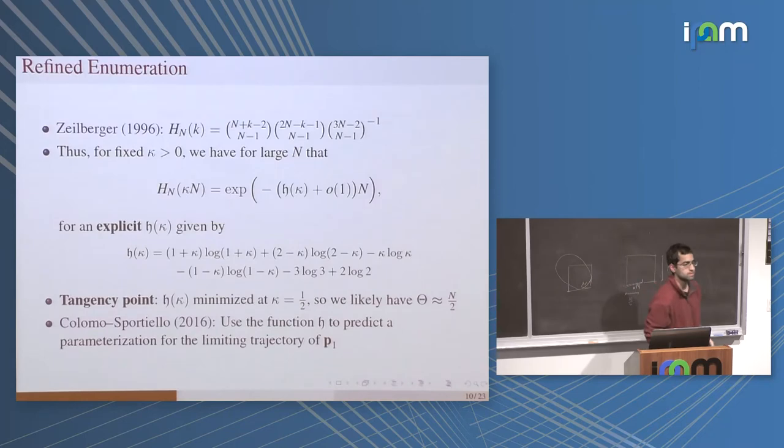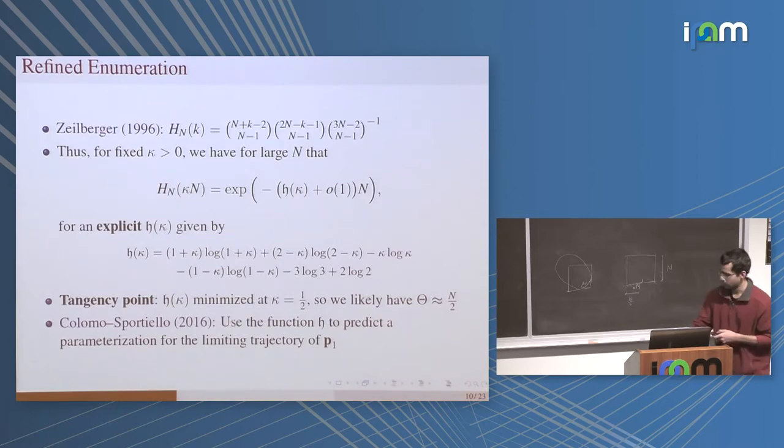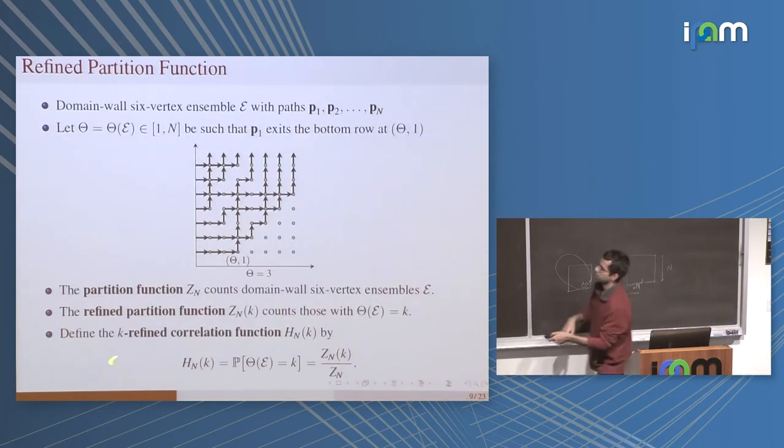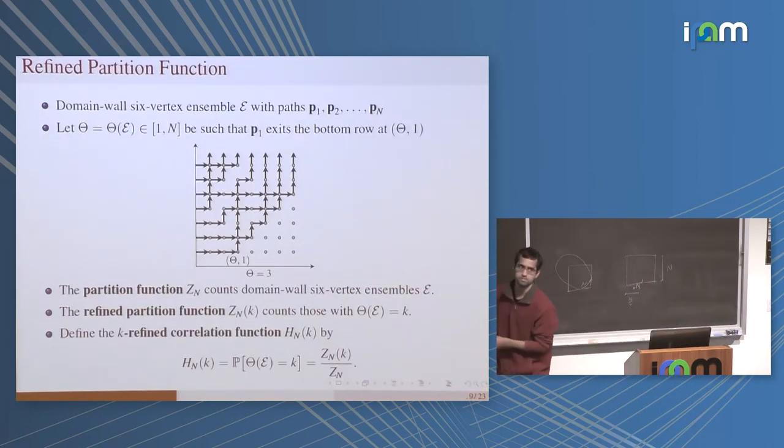Okay. Yeah, please. So what is theta again? Sorry? Theta? It's the place where the bottommost path exits the bottommost row. Okay. Yeah.